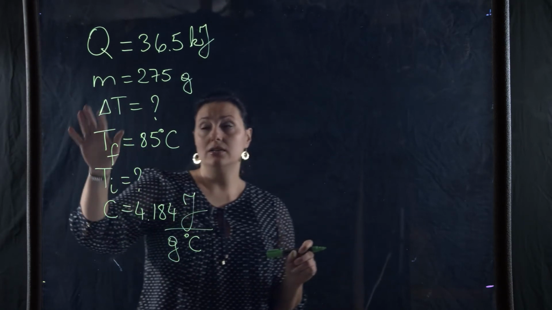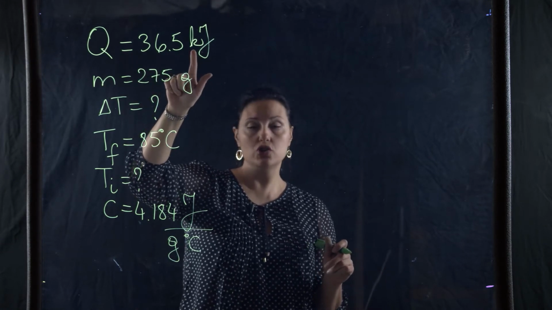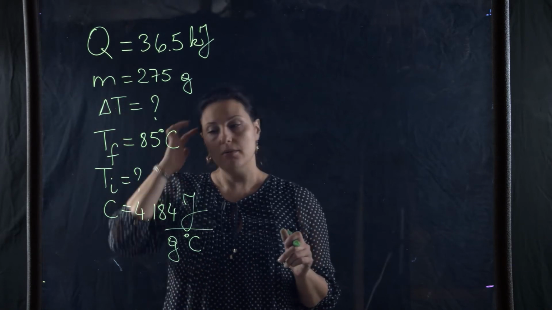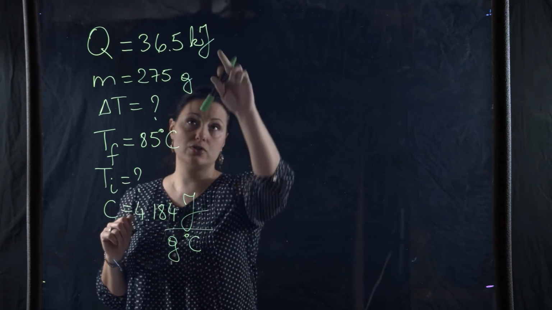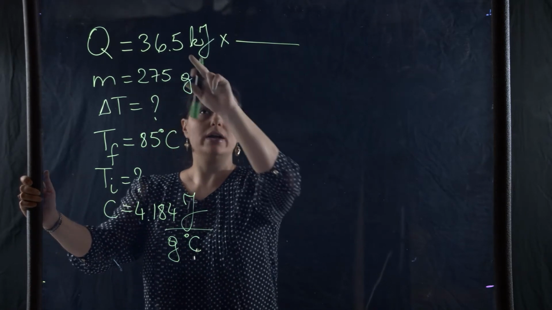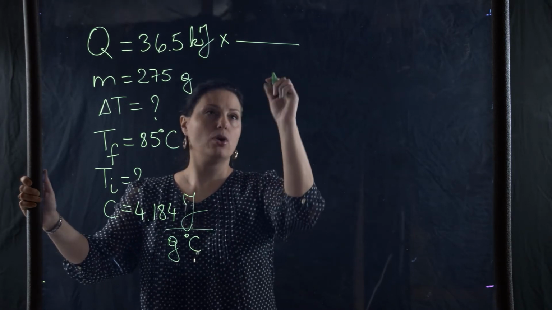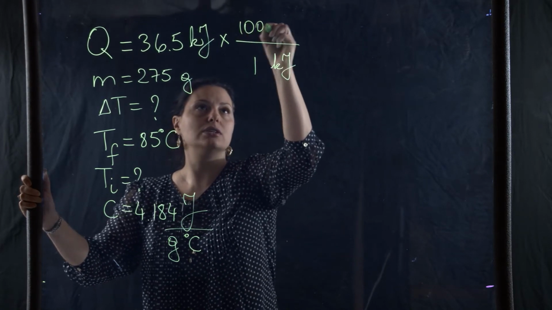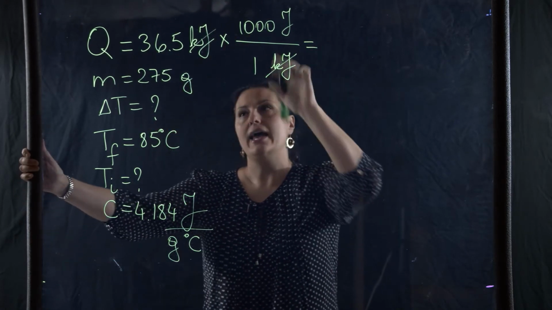Before I do that, I will convert the heat from kilojoules back to joules, because I know that Q equals MC delta T. For that, my units are going to be in joules, because the specific heat is joules per gram degree Celsius, so this has to be in joules as well. Okay, how do I do that? I know that 1 kilojoule has 1,000 joules. I want to get rid of my kilojoules, so that will go on the bottom. So my kilojoules cancel, and I multiply.